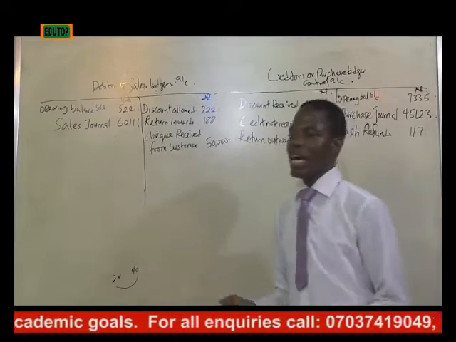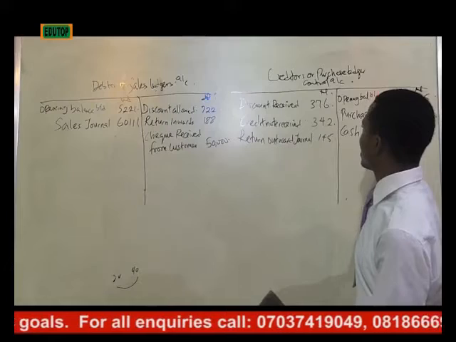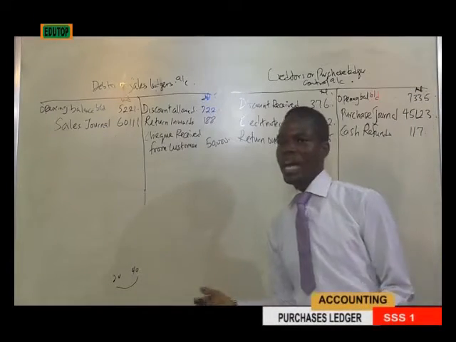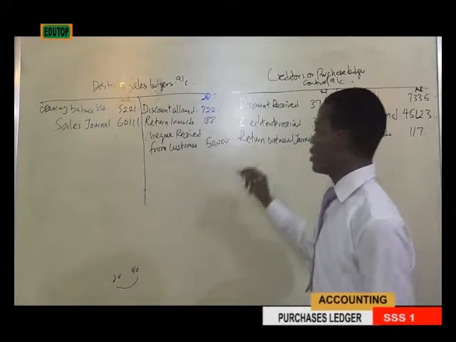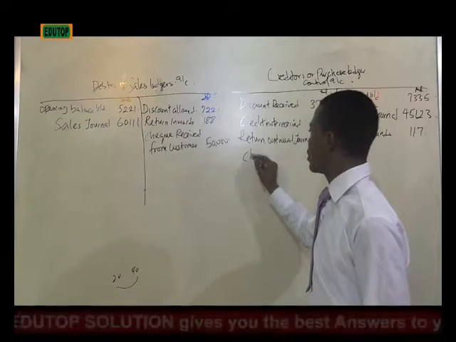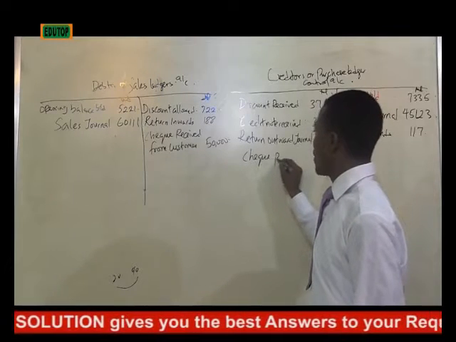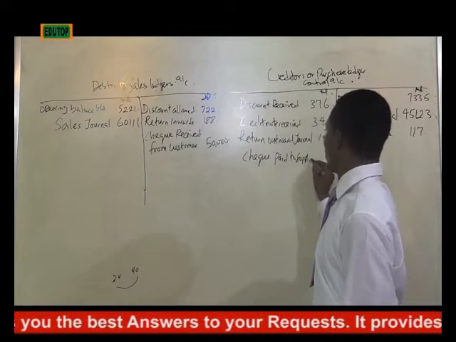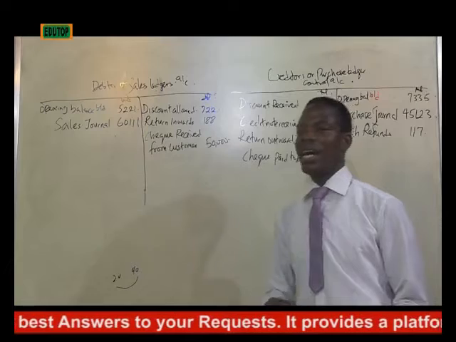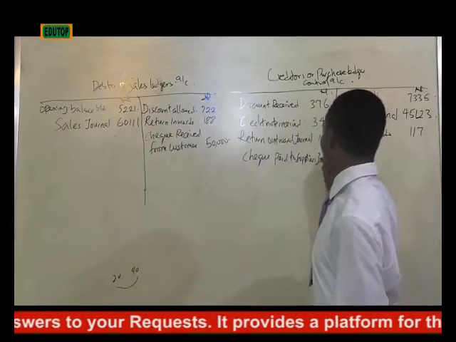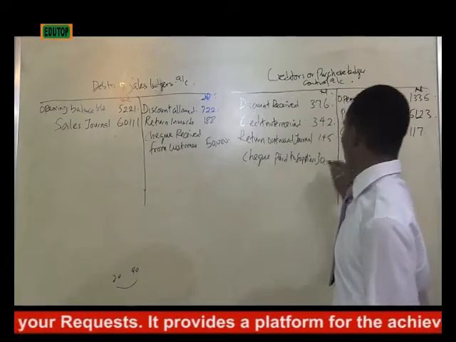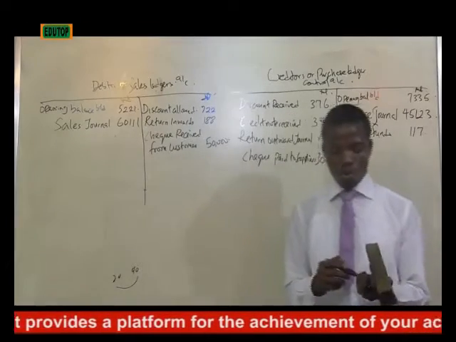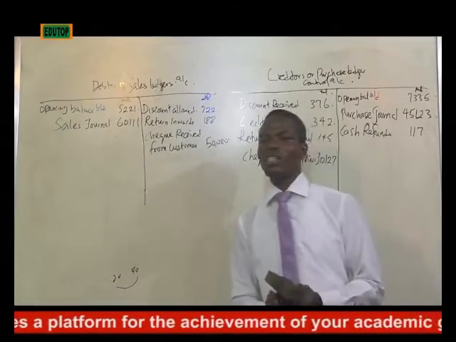Cash paid to supplier. That means out of the credit purchases that you made, you paid the supplier. So cash, cheque paid to supplier. That is the 30 and 127. Then two more questions to go.